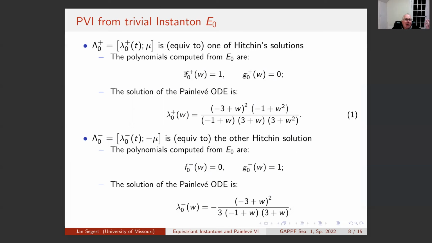And basically the polynomials are really simple. One of them is 0, one of them is 1, one of them is 0. If you plug them into that formula, here's the solution that you get for Painlevé.